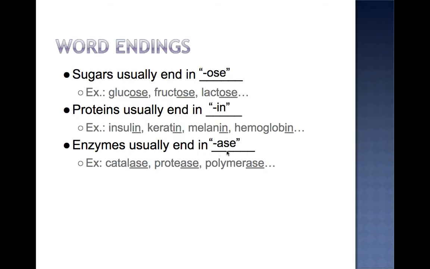And then enzymes end in ACE, catalase, protease, polymerase. Those are all enzymes. So you may have a protein that works on a sugar in a certain molecule. So we'll talk about those as we move forward. So that's kind of a rundown on what I wanted to discuss with you today on the macromolecules.